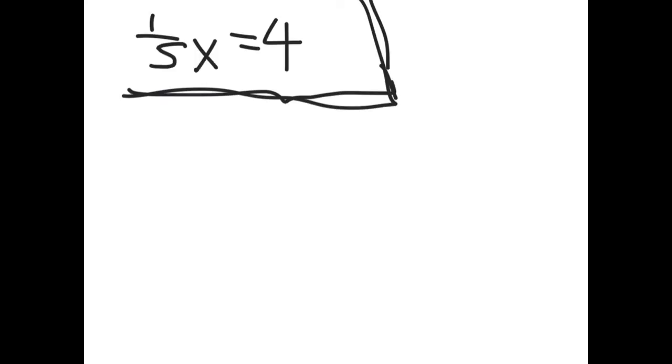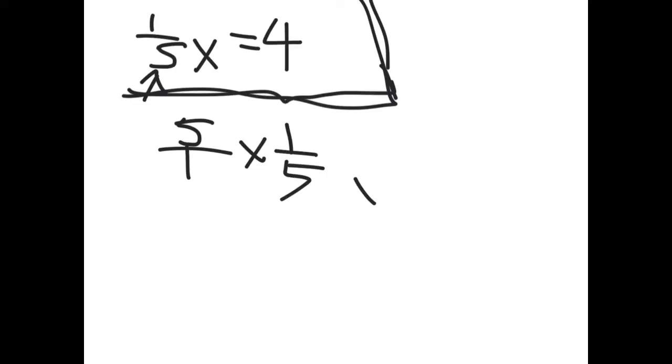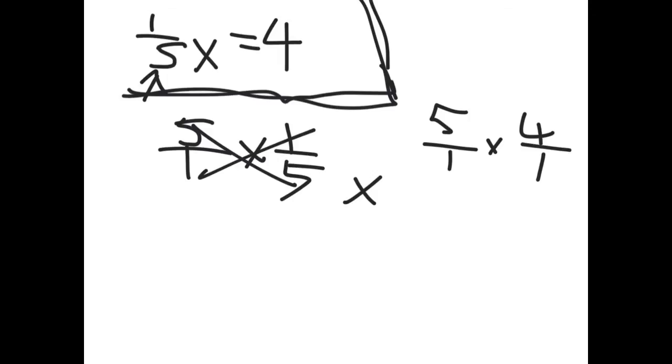So the first thing that you want to do is find the reciprocal of your first number, and then so you would just flip it over and it would become 5 over 1, and then you multiply that by 1 over 5, and it becomes x, and this crosses out. So then you multiply 5 over 1 with 4 over 1, and then your answer should be 20.